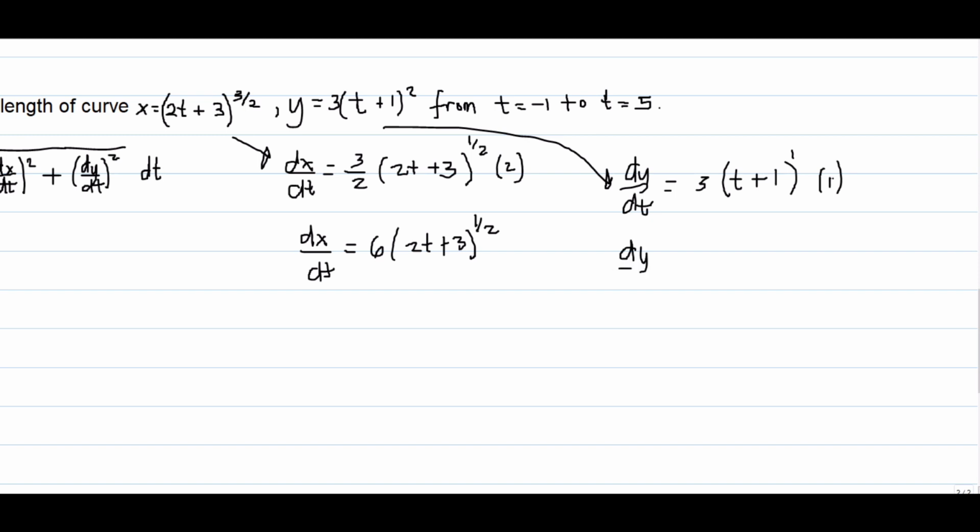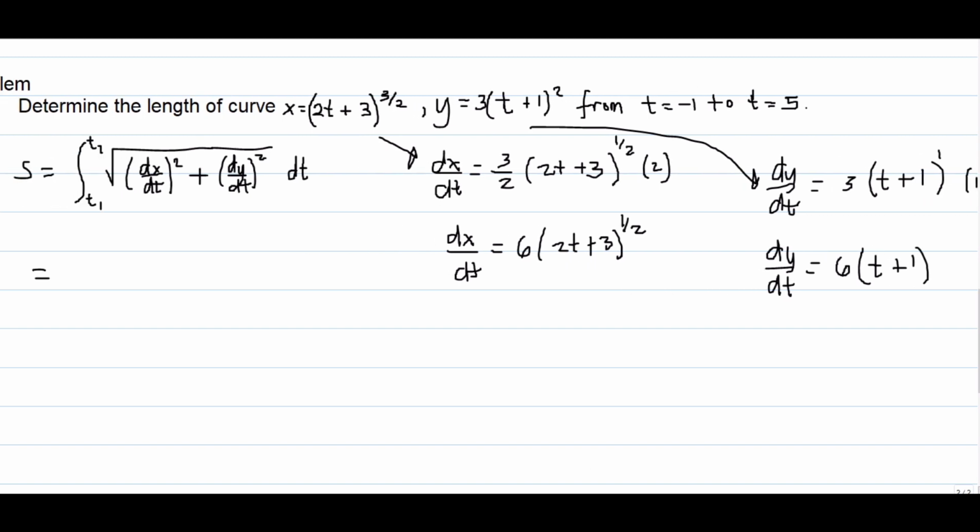So dy over dt here would equal 3, or by the way, I forgot to multiply by 2 here. Okay, so we have 2, then 2 times 2 equals 6. So we have 6 times t plus 1.